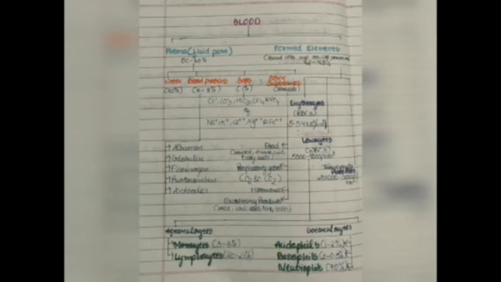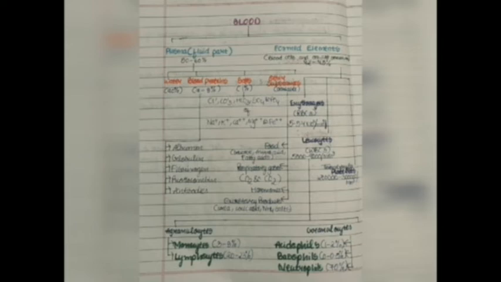Composition of blood. Blood has two main components: plasma, which is a fluid part, and formed elements, which are basically blood corpuscles. Plasma has water, which is present at nearly 90%, blood proteins 7 to 8%, salts, which are present at nearly 1%, and other substances, which include food, respiratory gases, hormones, and excretory products.